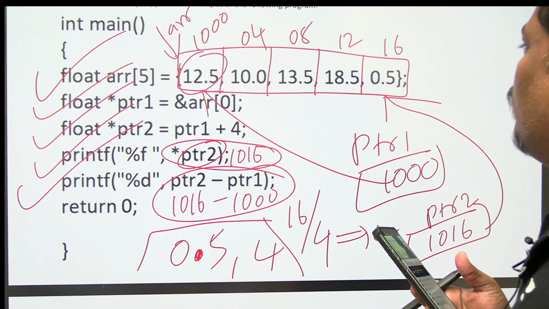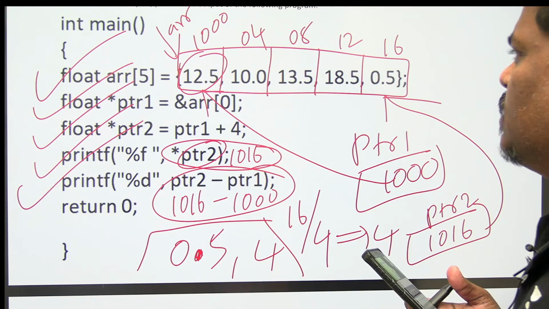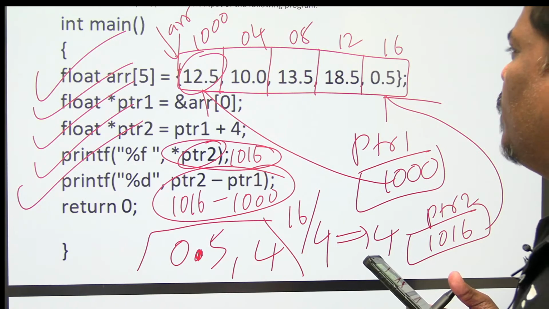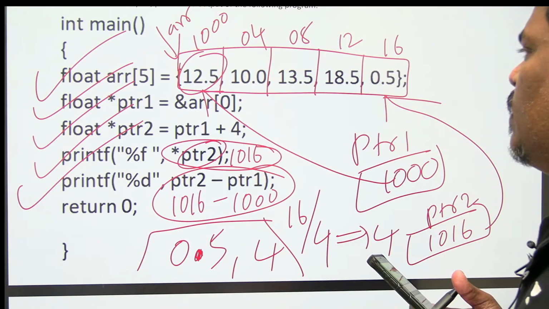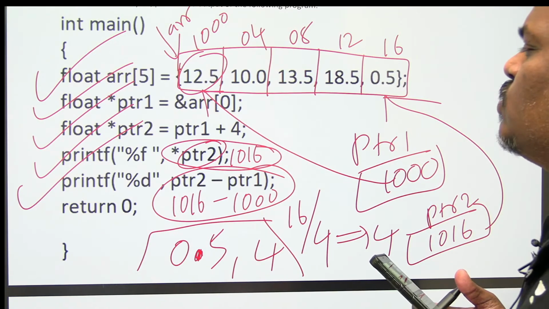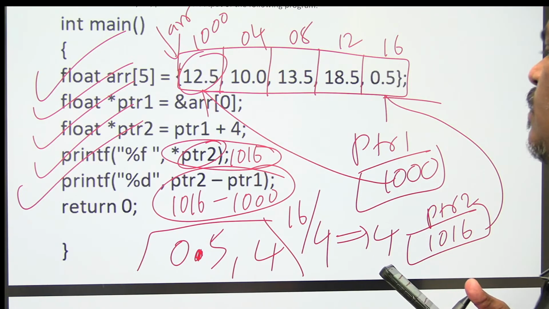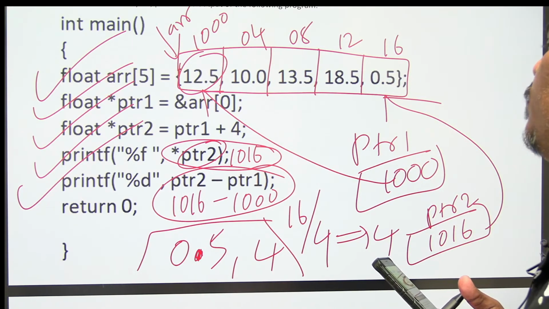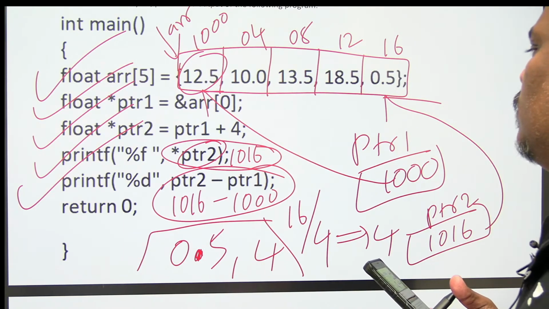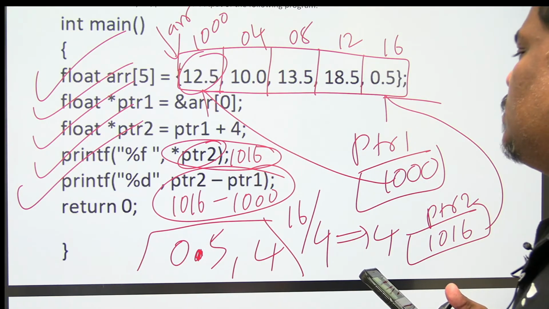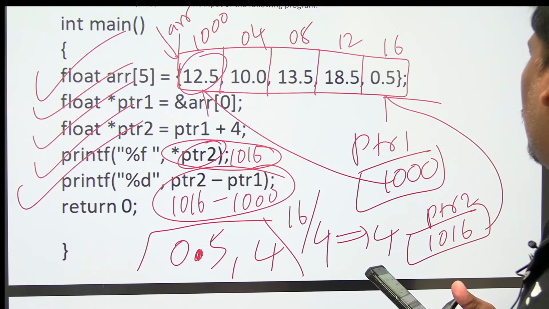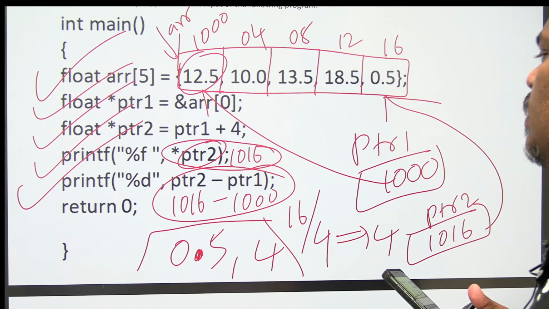See, first an array is created. It is a float array. Every element is 4 bytes. Next one: float star PTR1 is equal to array of 0. Array of 0 means the 0th element. Its address is going to be 1000, so PTR1 is 1000. Next one: PTR2 is equal to PTR1 plus 4. 1000 plus 4 is 1016. So PTR2 contains 1016. That is also okay.